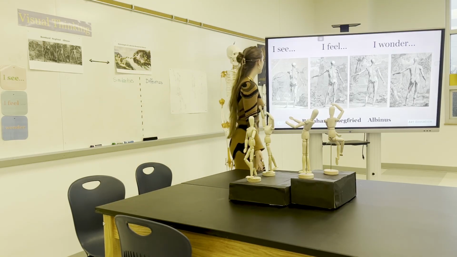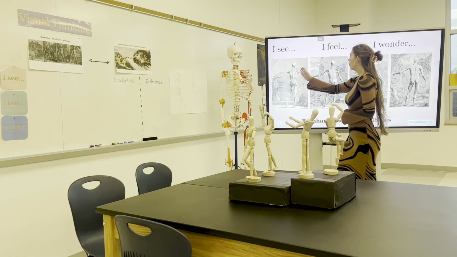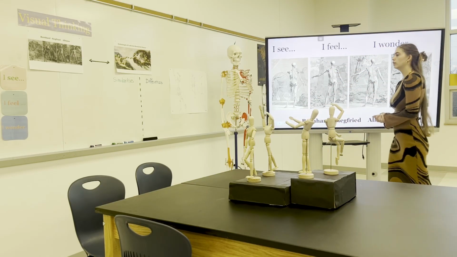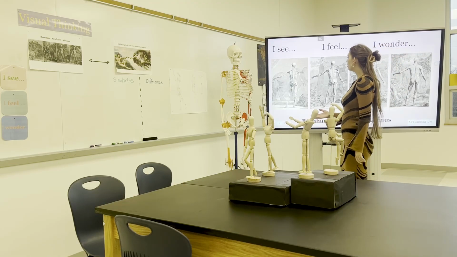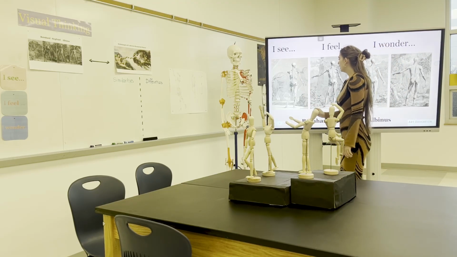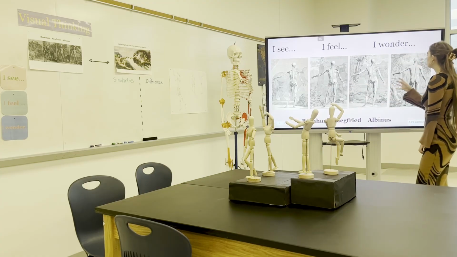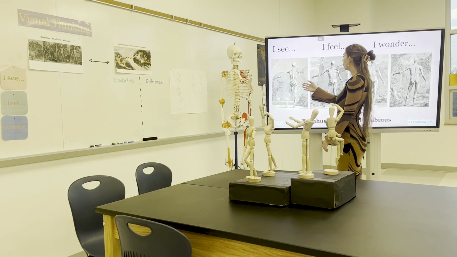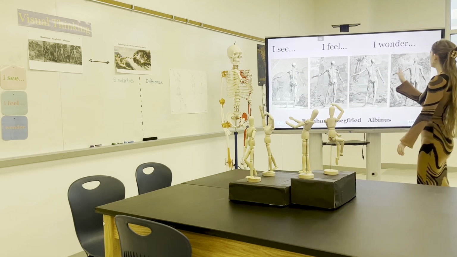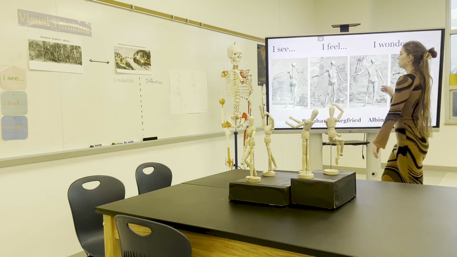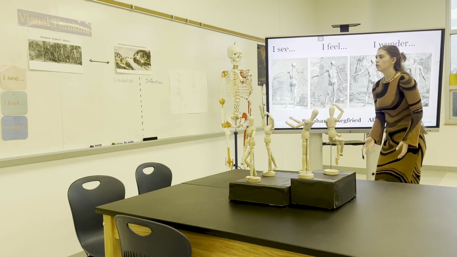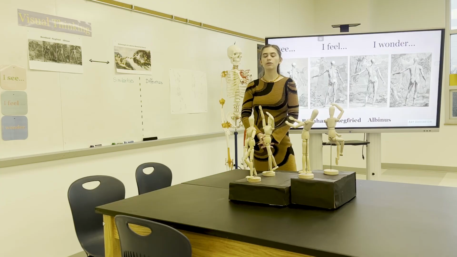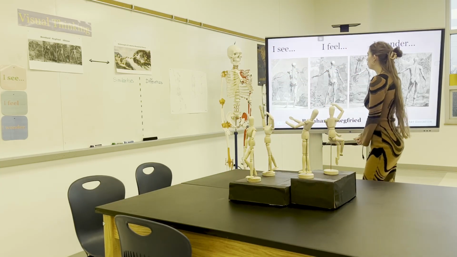Something that they could add is, I see 4 of the same gesture. They could use their vocabulary words. They could say, I feel that the figure is in a space that's outdoors, which might be strange. And then I wonder why the anatomy increases with each one as it moves from the left to the right. So then we would have a discussion about what each student wrote. They would share out what they wrote, and we would have a discussion about this.